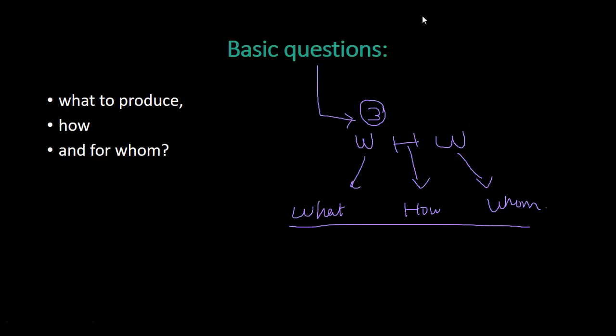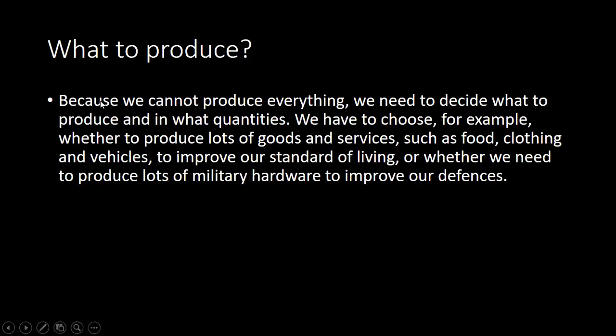First we have to answer what to produce. We cannot produce everything, so this is the limitation. We need to decide what to produce and in what quantities. So we have to choose, for example, whether to produce lots of goods and services such as food, clothing, and vehicles to improve our standard of living, or whether we need to produce lots of military hardware to improve our defense. It depends on what you want to produce.